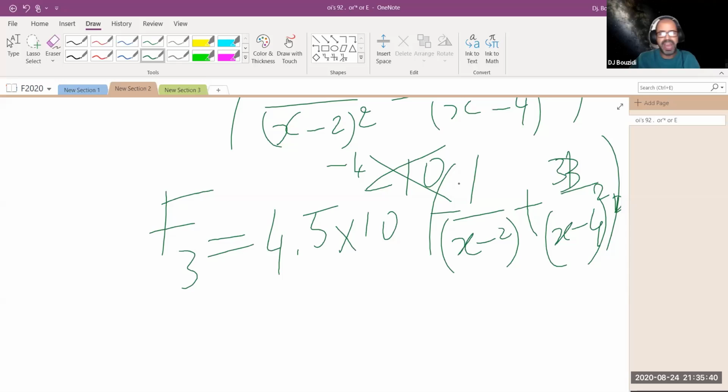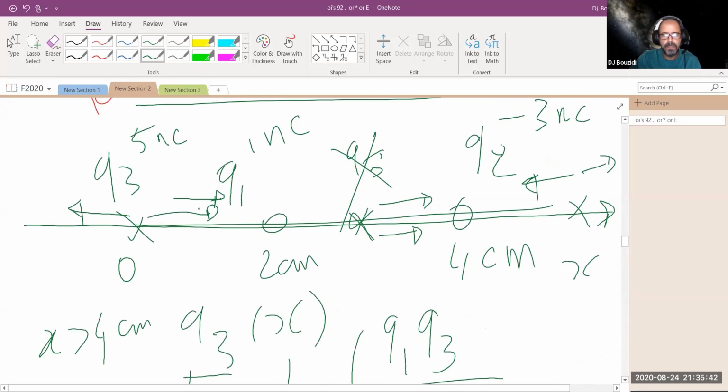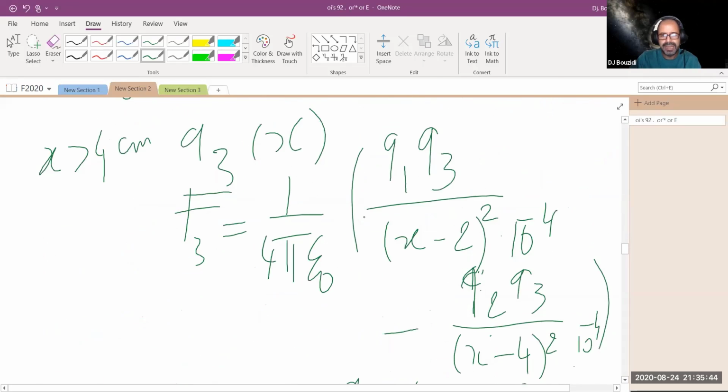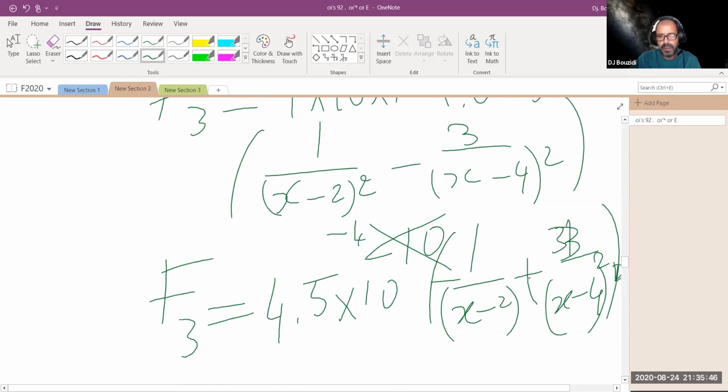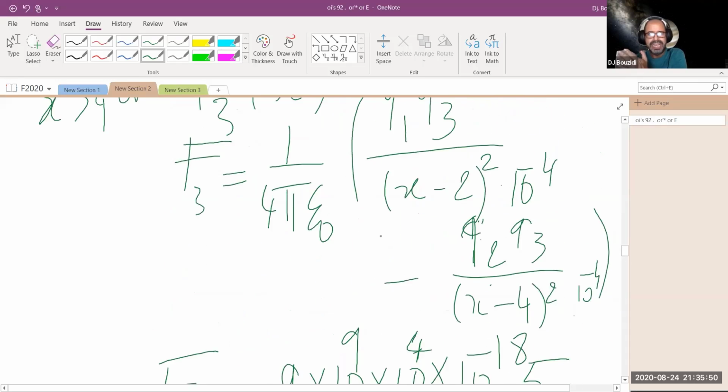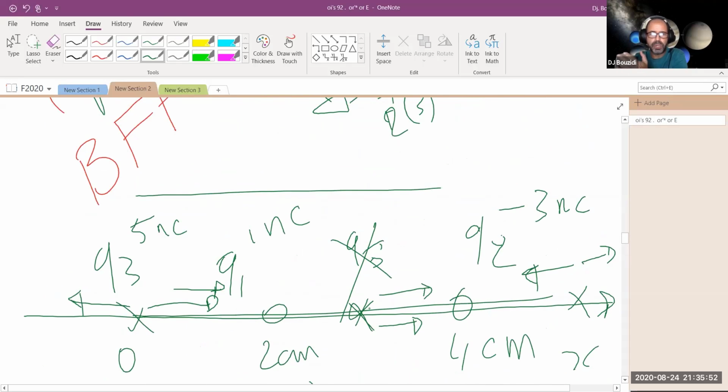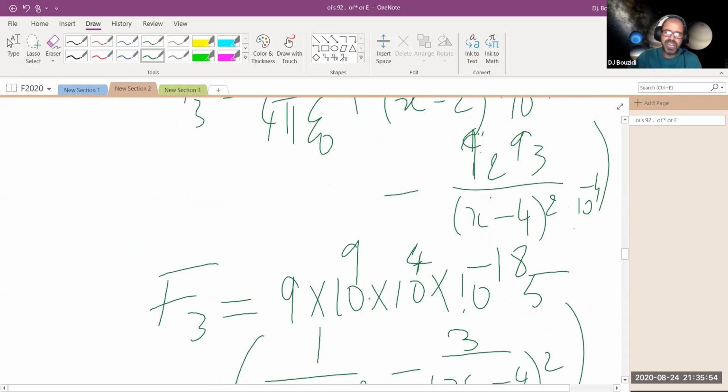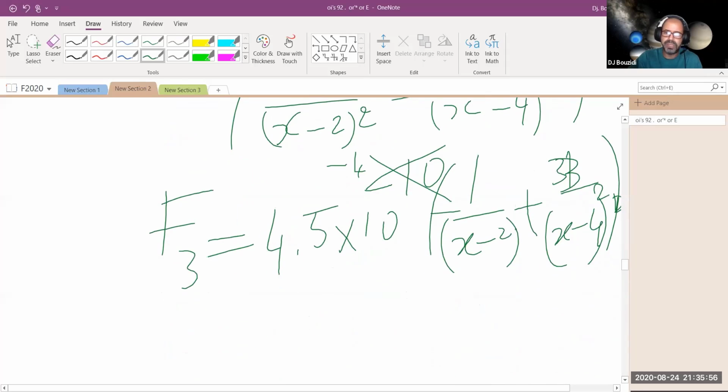Because if the x is between the two charges, then I really have to have this one positive because it's pulling toward the negative 3 coulombs. And the other one is positive also, pushing it away. So if I change my sign in here and make this one positive and this one positive, then in that case, it is also the case when x is between the 2 centimeter and the 4 centimeter.